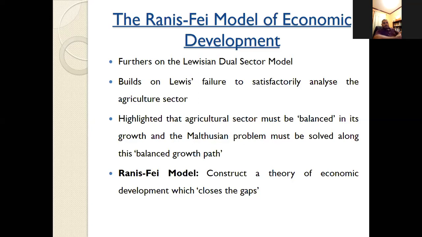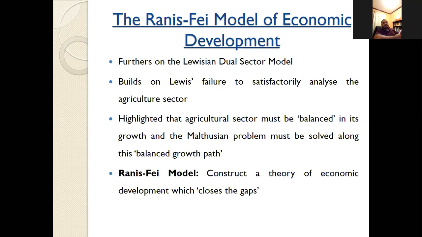So once you have this balanced growth path alluded to in the agricultural sector, you'll find that the Malthusian problem will be solved. Now, what's that Malthusian problem? As you folks are all well aware, the rate of growth of the population will exceed the rate of growth of the food supply. And as such, you'll have a situation at some point in the world where the supply of food will not be enough for the persons existing in the world.